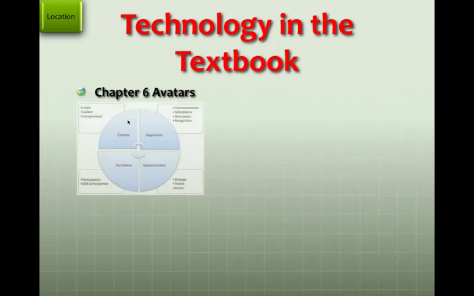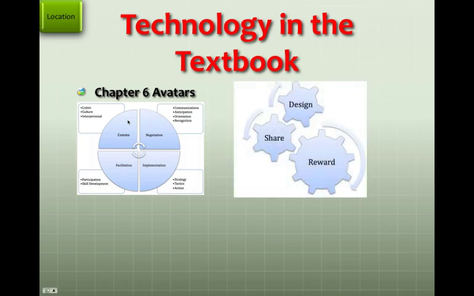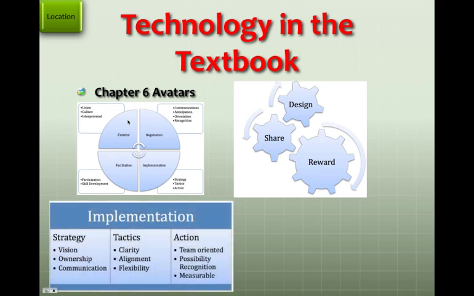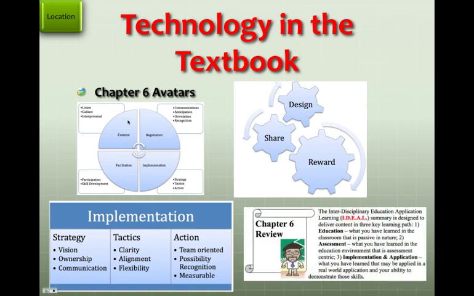Now our chapter 6 avatars. This one in regard to the four components: communications, negotiation, facilitation, and implementation. This area where we have design, share, and reward. Implementation is the third area, and then our chapter 6 review. So let's show you where these particular digital embedments have been made.